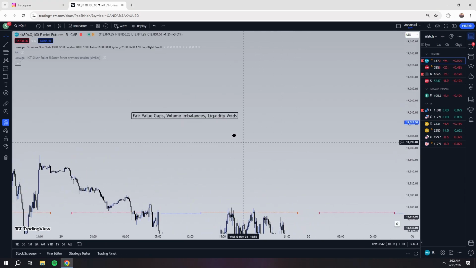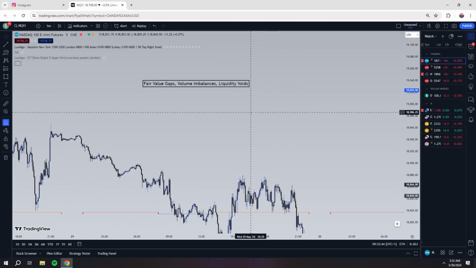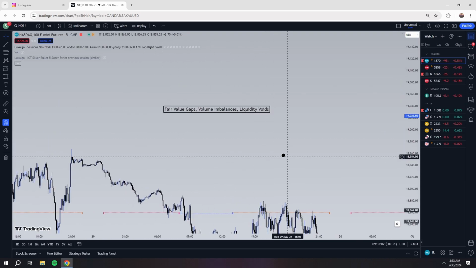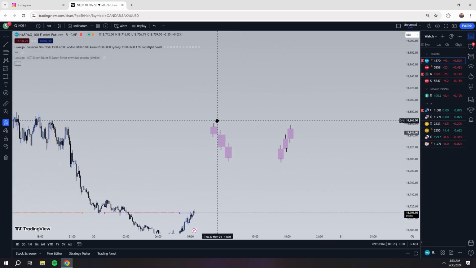So, fair value gaps form a type of internal liquidity. Like I said, if the market isn't accumulating or consolidating, then it's hunting liquidity, right? If it's not hunting that external liquidity that I covered, like swing highs and lows, it's going to be hunting for internal liquidity, which is going to be like fair value gaps. That's a form of internal liquidity. And this is what they are.